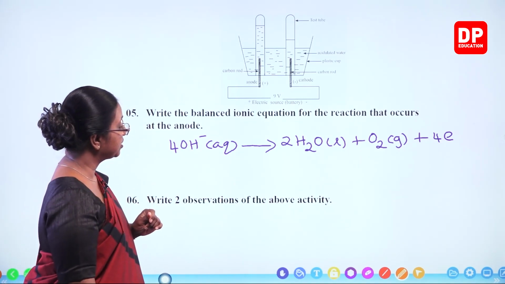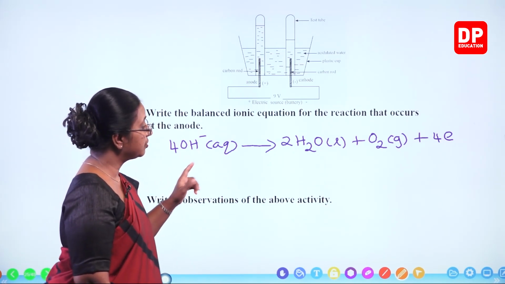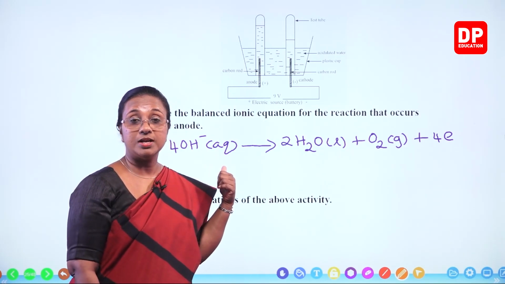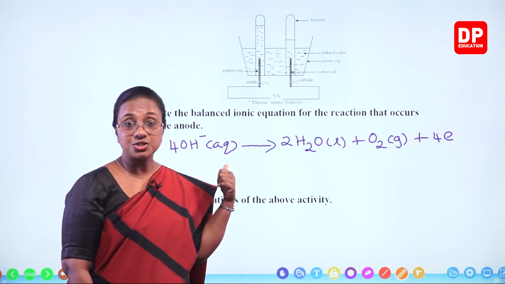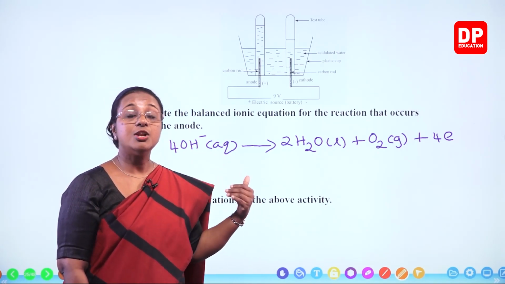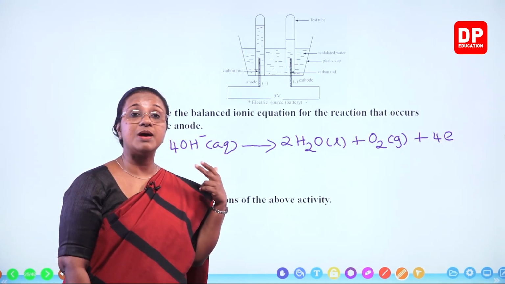Write 2 observations of the above activity. Now, like I told you all students, here you can see there are 4 electrons in the previous one. When we wrote the reduction of H plus ions, there were only 2 electrons. In order to balance the electrons, we multiply the previous reaction by 2.